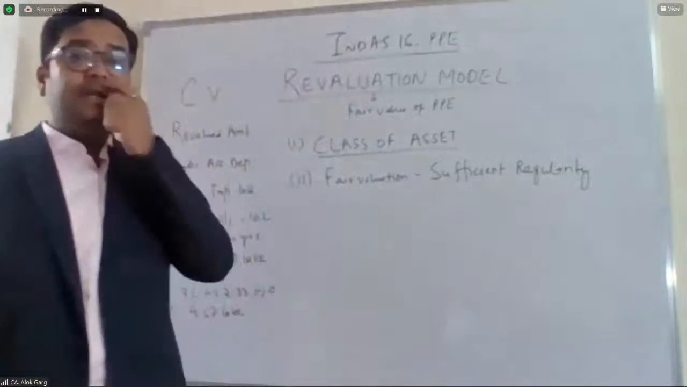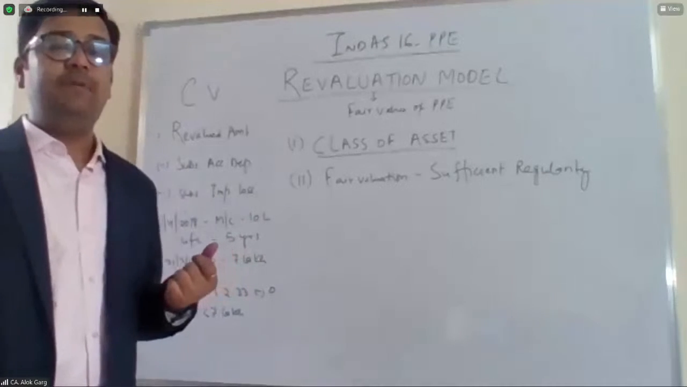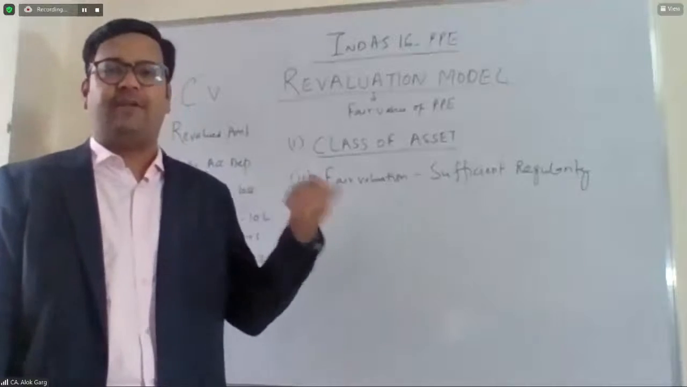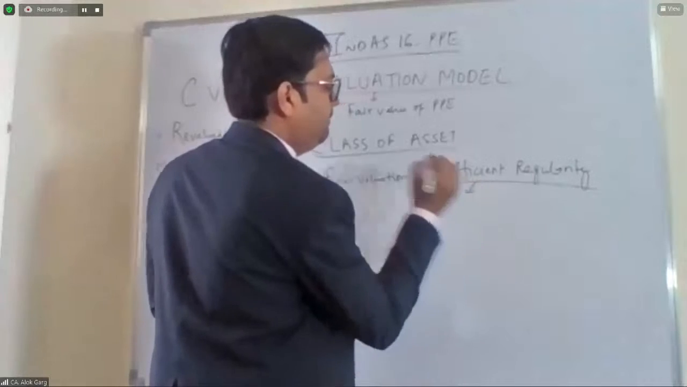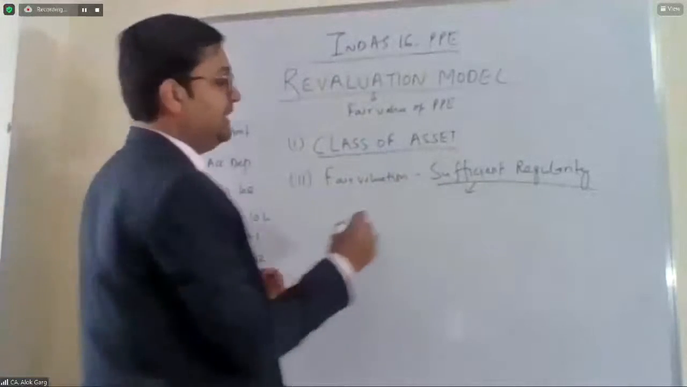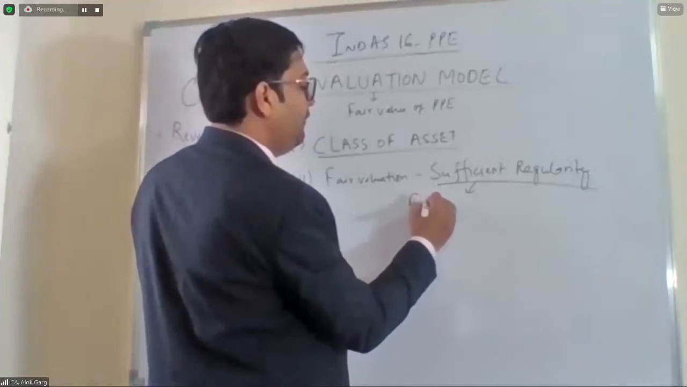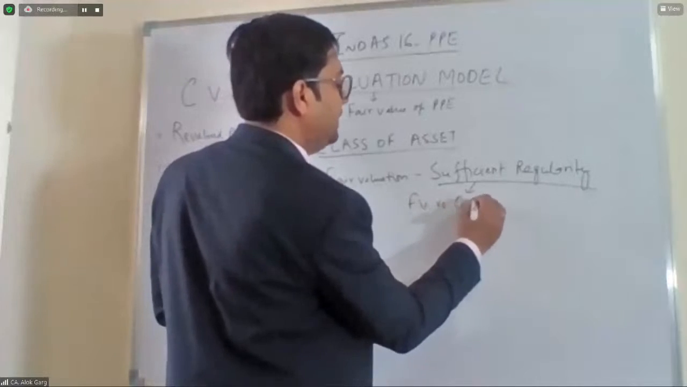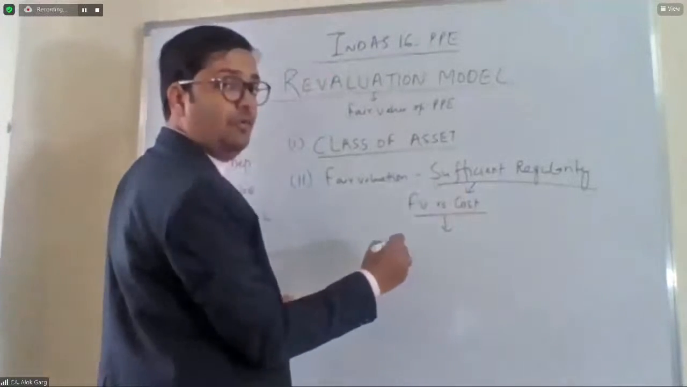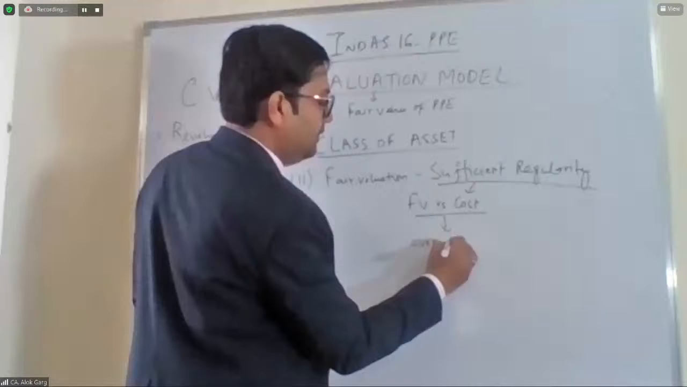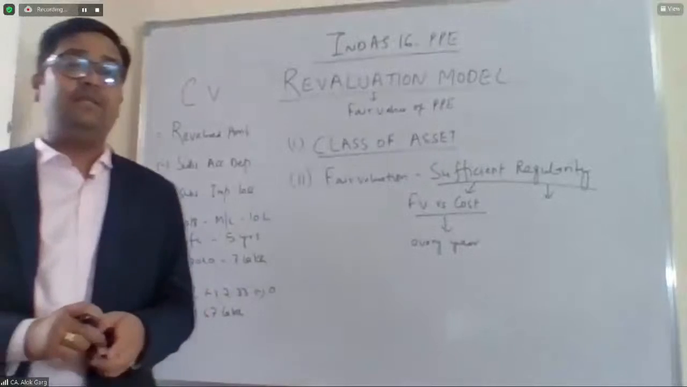For example, if the real estate market is highly volatile, and the company has opted the revaluation model for its office building, factory building, in that case, if the changes are significant, I mean to say fair value versus cost is material, then yes, it could be at every year. But if changes are not material, for example, the real estate market is stable.